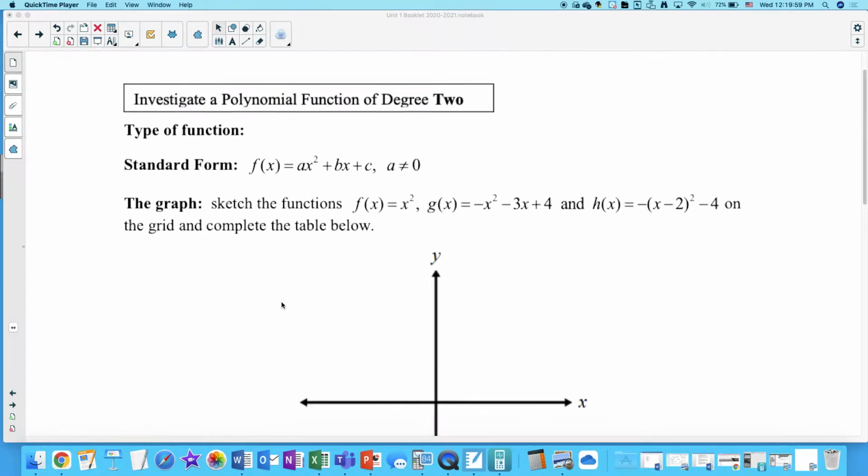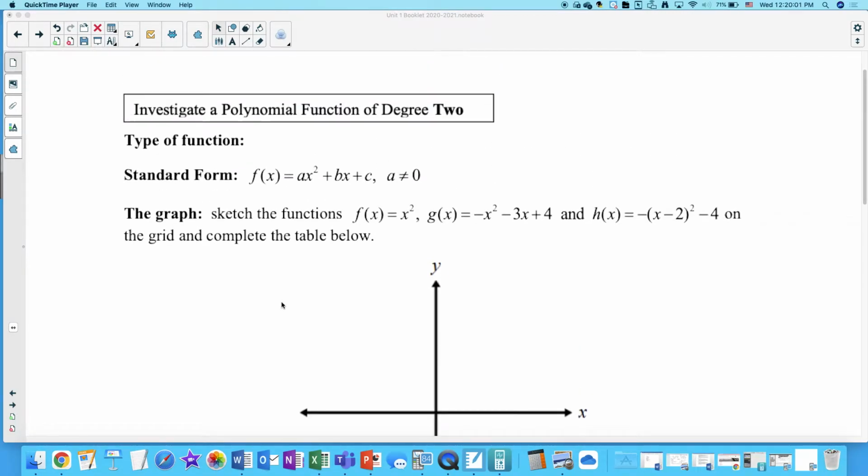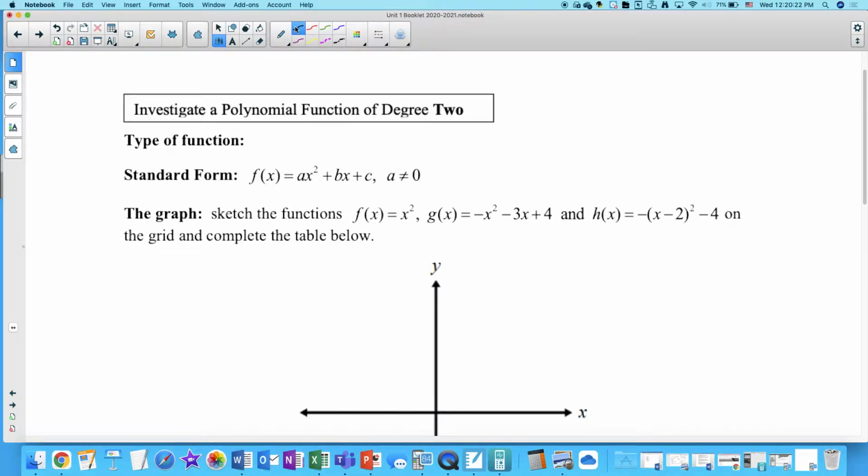Hello everyone. So today we're going to continue talking about polynomial functions, and specifically we're going to look at polynomial functions of degree 2. So they're going to have an x squared in them somewhere. Okay? Now this is a type of function that you would have looked at either in Math 20-1 or 20-2. They are also called quadratic functions.